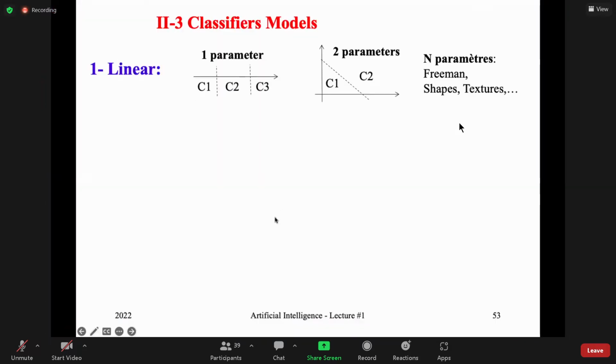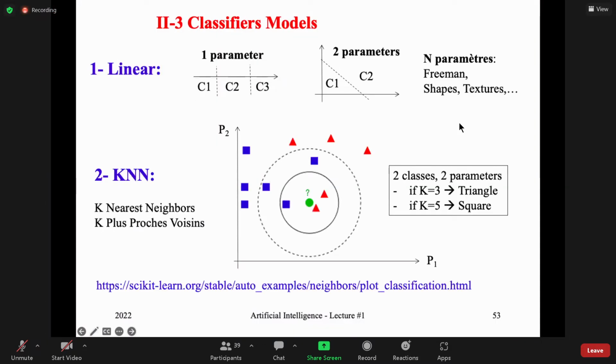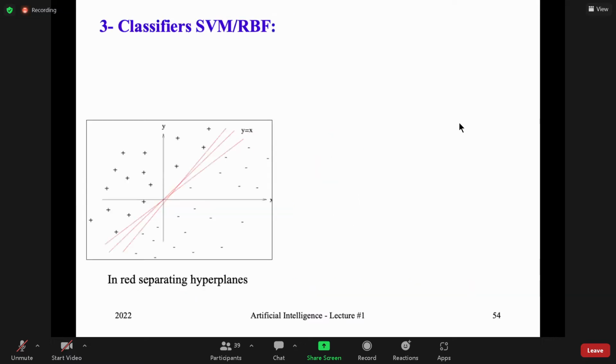Okay, so that was this one. Now there are some other non-linear classifiers, and some of them are very famous. The most famous is, in fact, maybe the SVM. SVM means support vector machine. In fact, it's a non-linear classifier.